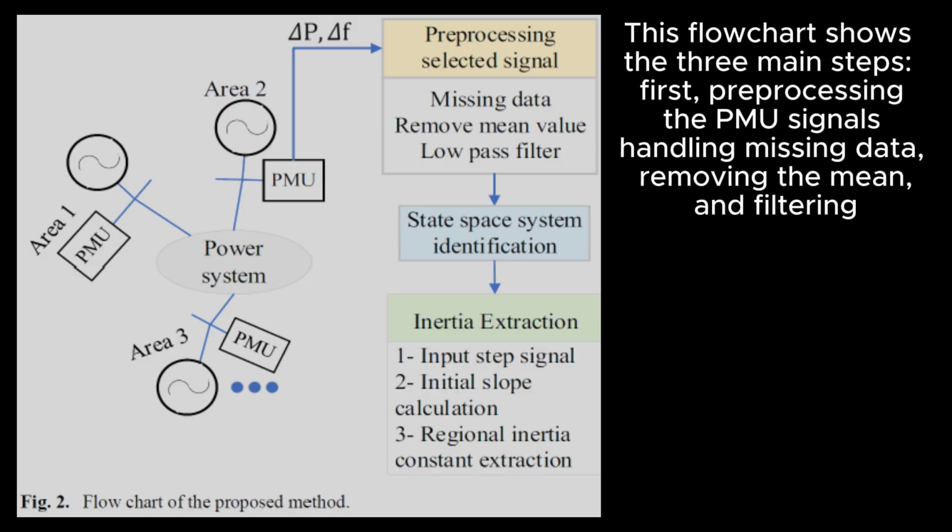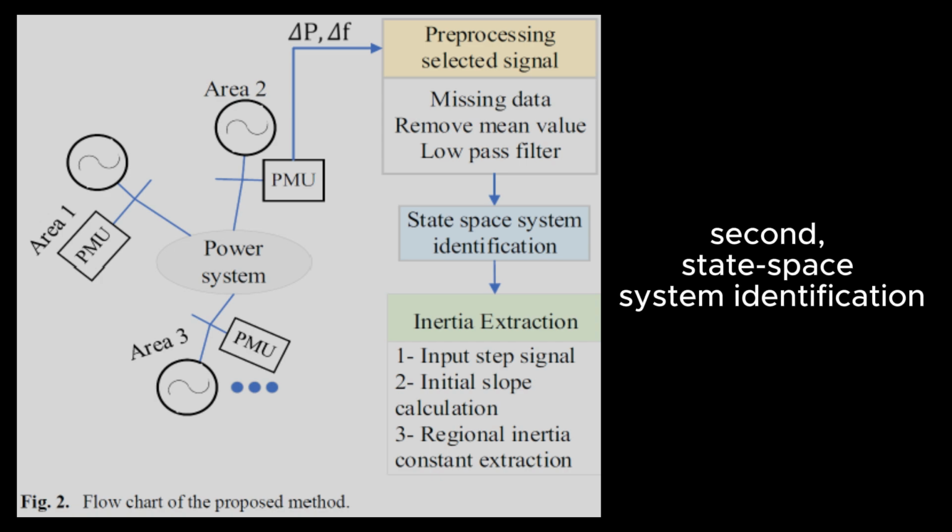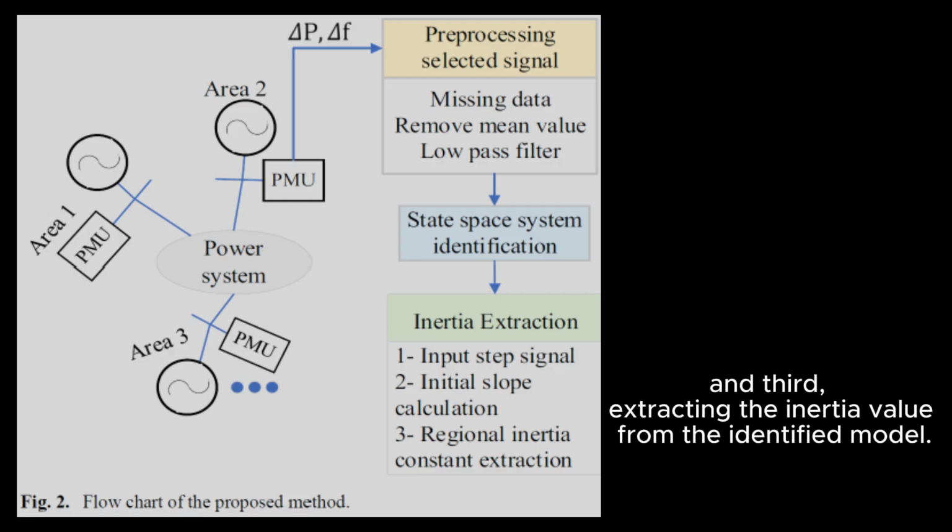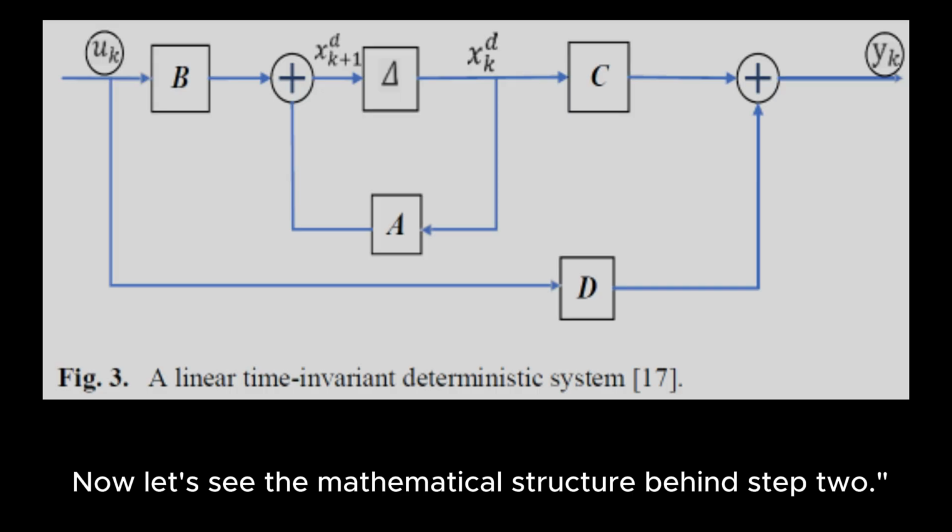This flowchart shows the three main steps. First, pre-processing the PMU signals, handling missing data, removing the mean, and filtering. Second, state space system identification. And third, extracting the inertia value from the identified model. Now let's see the mathematical structure behind step 2.